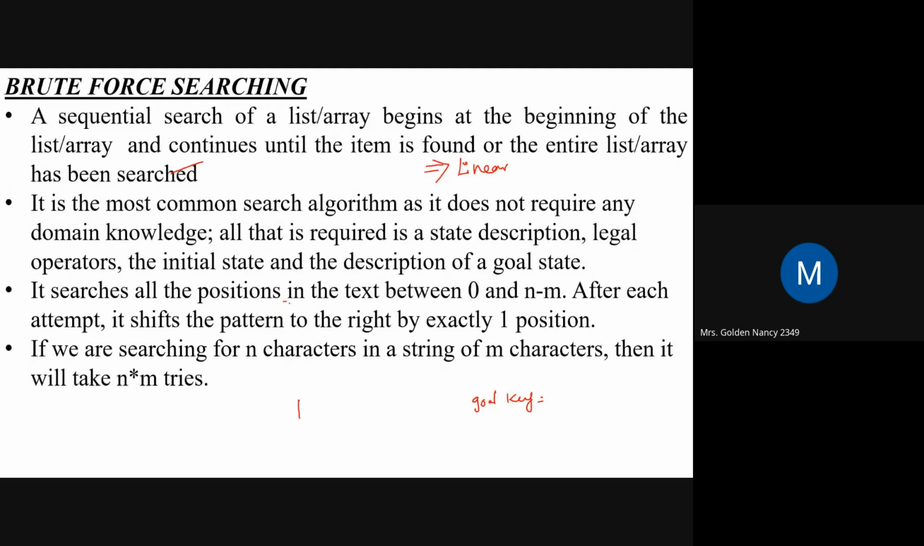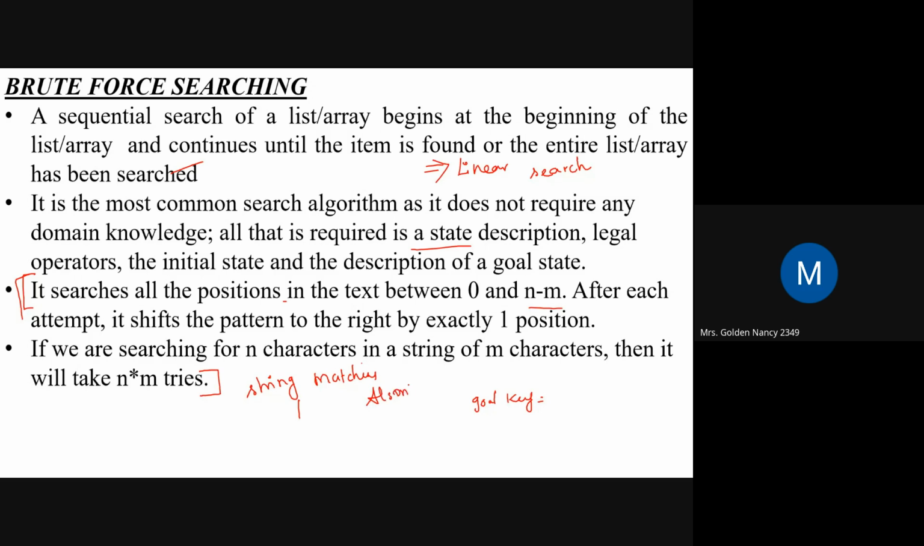It searches all the positions in the text between 0 and n minus 1. After each attempt, it shifts the pattern to the right by exactly one position. If you're searching for n characters in a string of m, then it takes n cross m tries. So here we are talking about the linear search algorithm. We are just searching each element one by one until the key element is found. This part tells you about your problem statement for your DAA brute force approach to the string matching algorithm.